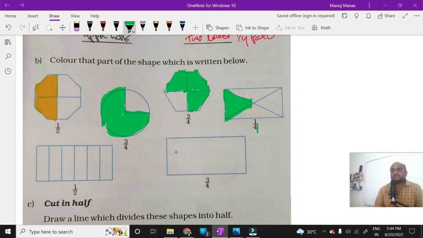And here it is asked as 1/2, but there are so many partitions in this. So calculate how many partitions there are. 1, 2, 3, 4, 5 and 6. So there are 6 partitions. Out of 6, if you color 3 partitions, it will become half. So I am coloring that only. So first 3 partitions I will be coloring.